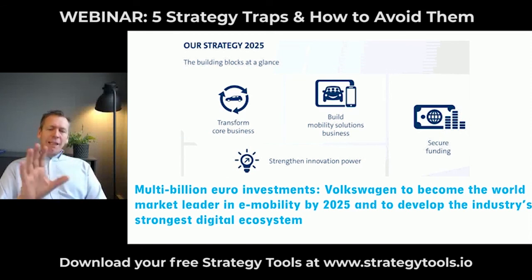Hidden kind of deep in their slides is a very interesting statement, again, for an industrial manufacturing company. Volkswagen is now investing billions of euros into becoming the world market leader in e-mobility and develop the mobility industry's strongest digital ecosystem. This puts them right into the fight with the likes of Uber, Grab, Didi in China, and companies that they traditionally, just a few years ago, didn't really pay attention to.